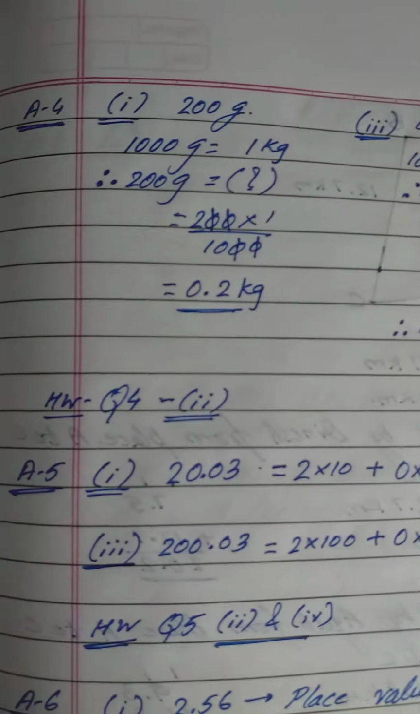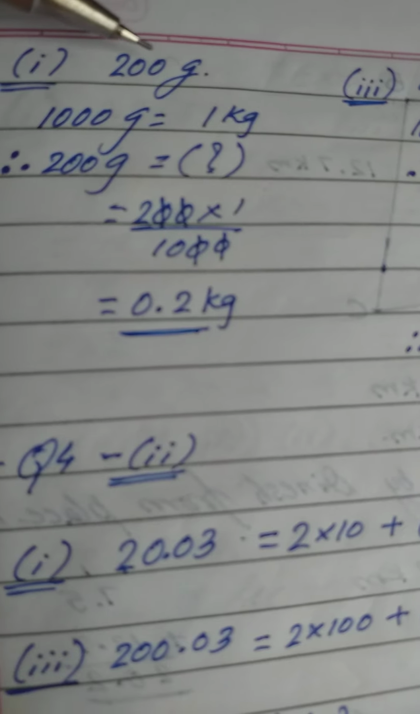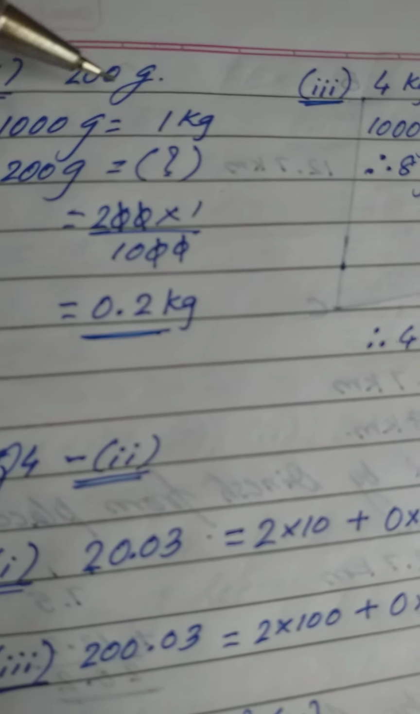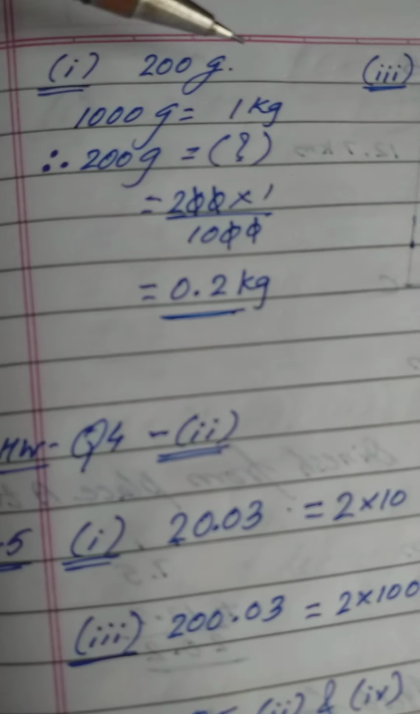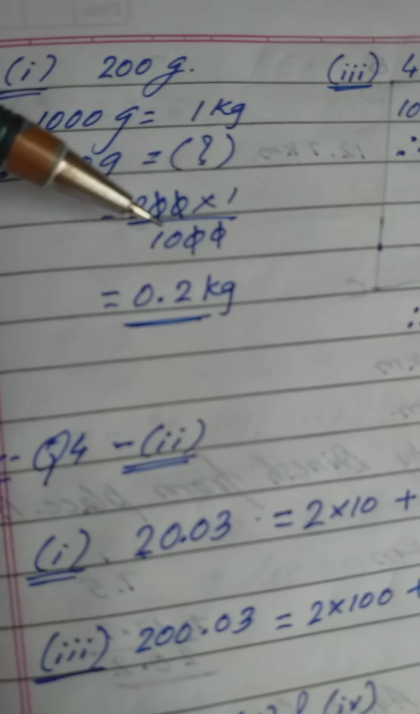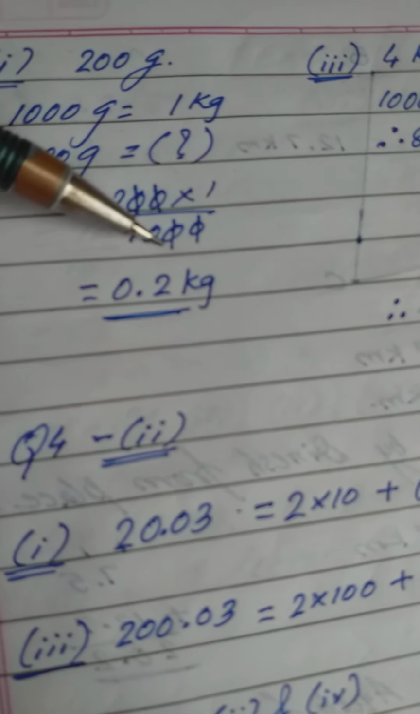Now, question number 4. Convert gram into kg. Sum number 1. 200 gram to be converted into kgs. We all know 1000 gram is equal to 1 kg. Therefore, 200 gram will be 200 multiplied by 1 divided by 1000. Doing the cross multiplication, we get 0.2 kg.